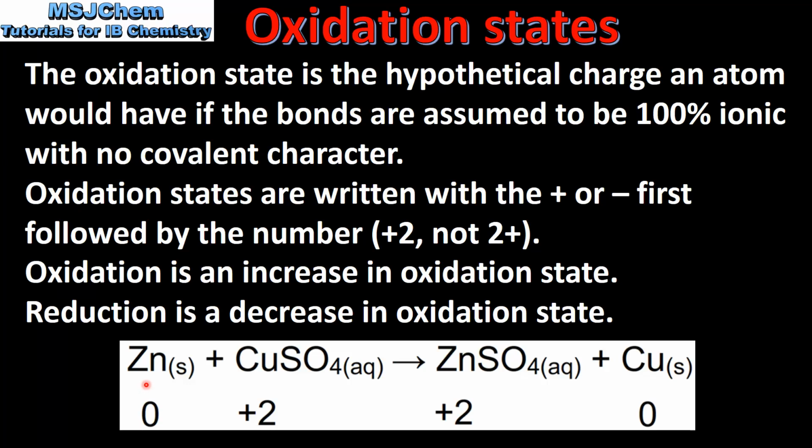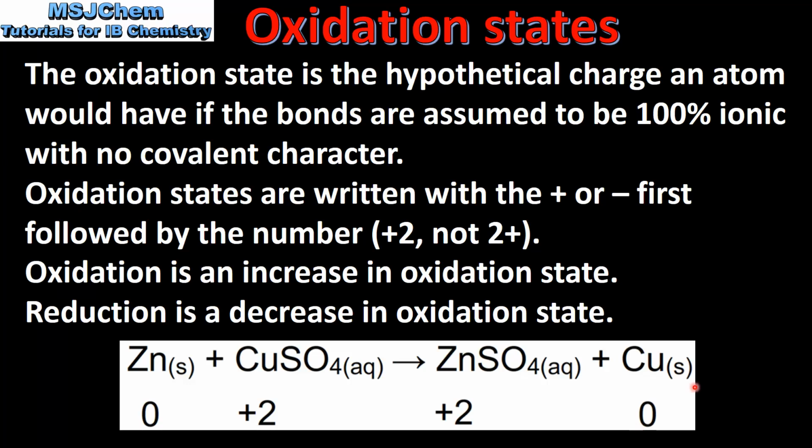For example, in this reaction, zinc reacts with aqueous copper sulfate to form aqueous zinc sulfate and copper. The oxidation state of the zinc is 0, and the oxidation state of the copper in copper sulfate is +2. The oxidation state of the zinc in zinc sulfate is +2, and the oxidation state of the copper is 0. So the oxidation state of the zinc has increased from 0 to +2, which is oxidation, and the oxidation state of the copper in copper sulfate has decreased from +2 to 0, which is reduction.